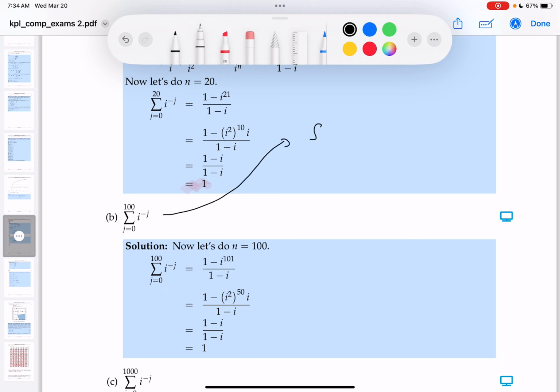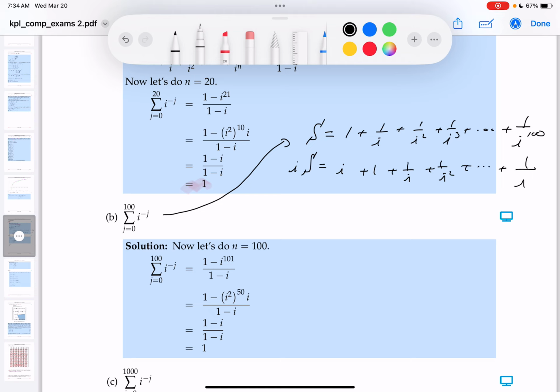If I were to write this down, the sum is going to be 1 plus 1 over i plus 1 over i squared plus 1 over i cubed, and so on, all the way up to 1 over i to the 100th power. I'd multiply both sides by i. You get i plus 1 plus 1 over i plus 1 over i squared plus and so on, plus 1 over i to the 99. What I'm going to do now is subtract.